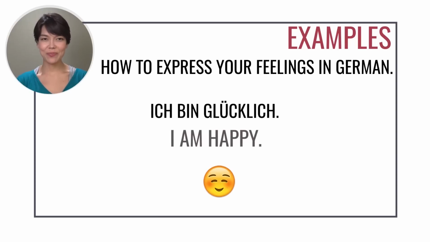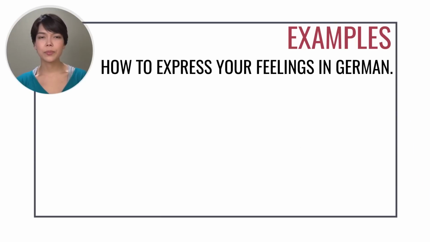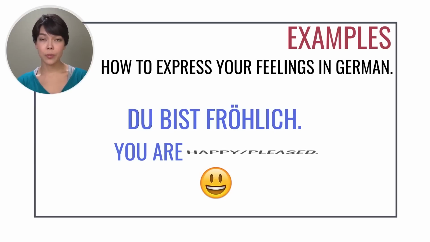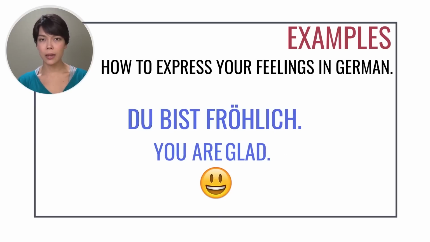Ich bin glücklich. I am happy. Here we have the word ich meaning I, followed by the conjugated form of the verb sein, to be, and the adjective glücklich, happy. So altogether it means I am happy. Some examples are Du bist fröhlich. You are happy, pleased. Here we have the word du, meaning you, followed by bist, a conjugated form of the verb sein, to be, and the adjective fröhlich, glad. So altogether it means you are glad.